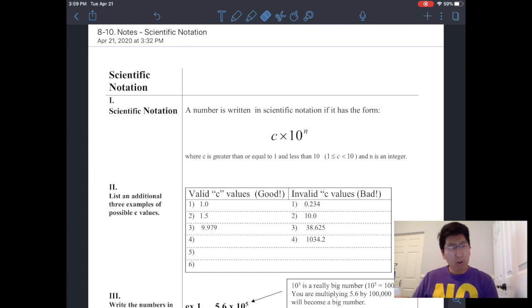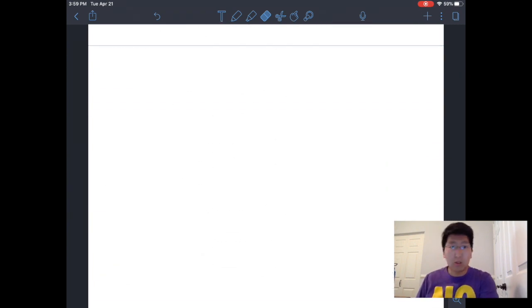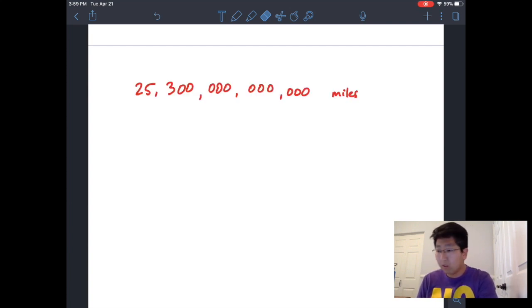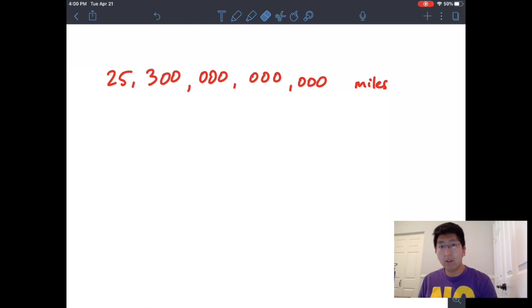Before I even get into the notes, I'm going to give you a couple of examples of numbers that we might want to use in scientific notation. Here's our first one: 25,300,000,000 miles. This is the distance from our Earth to the closest star outside of the solar system. It's a very big number, and you might look at it and say, ugh, I don't want to write all those zeros.